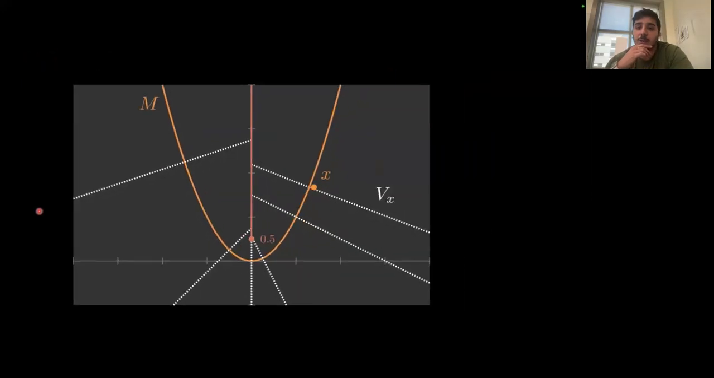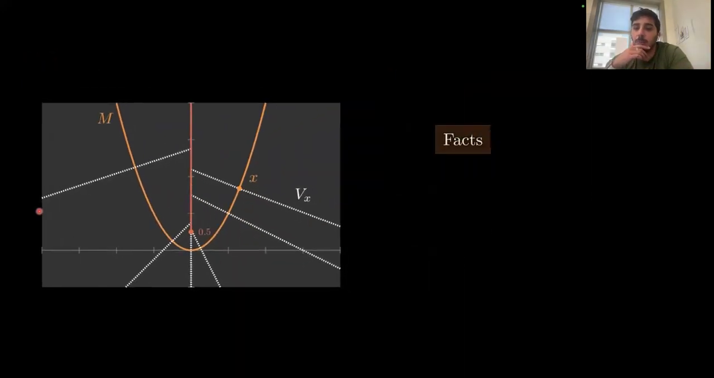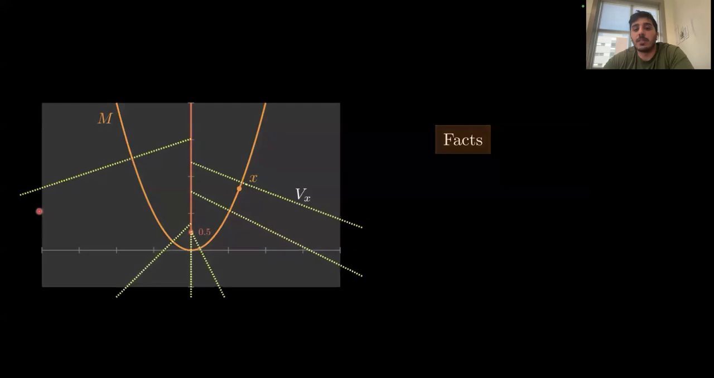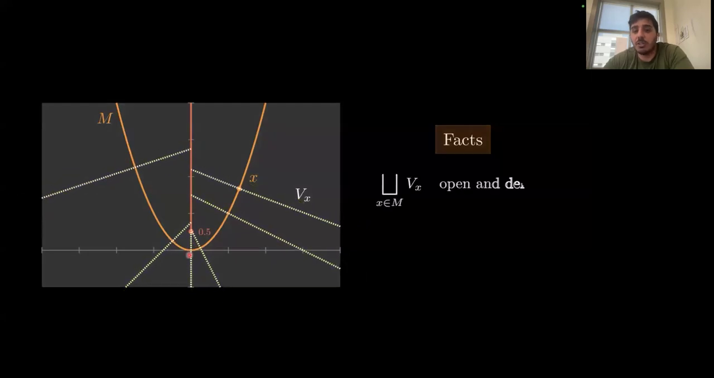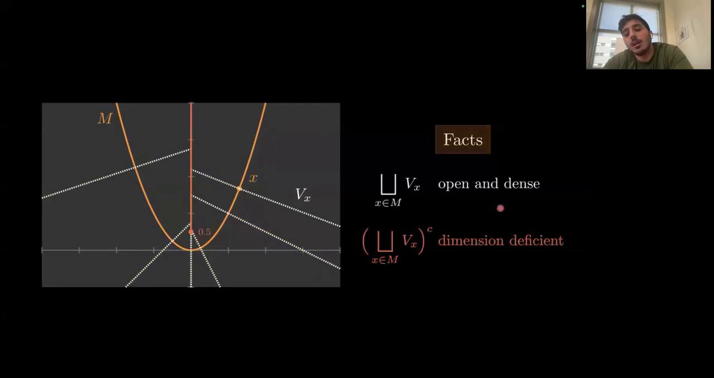And here's a cool fact about Voronoi cells for any manifold M. First, they are disjoint, and their disjoint union forms an open and dense subset of your ambient space. In this case, it's R2. Their complement, the closure of ambiguity points, is dimension deficient. You can think of it as having measure 0 if you wish. The bad points have measure 0.